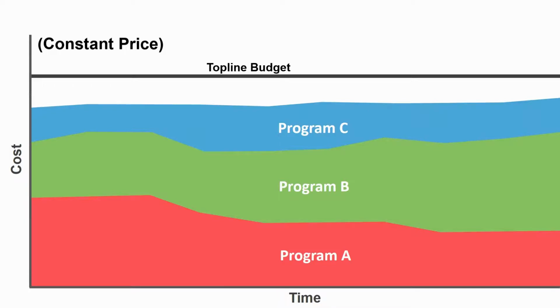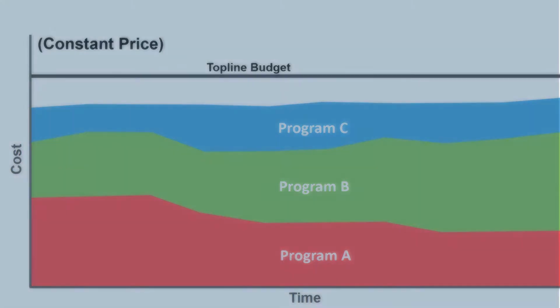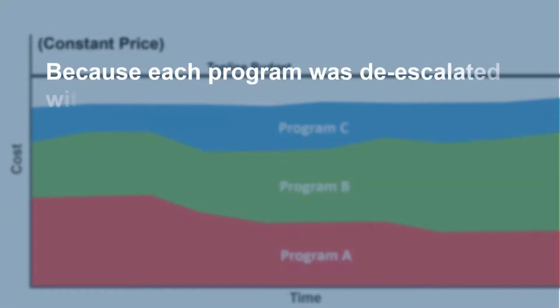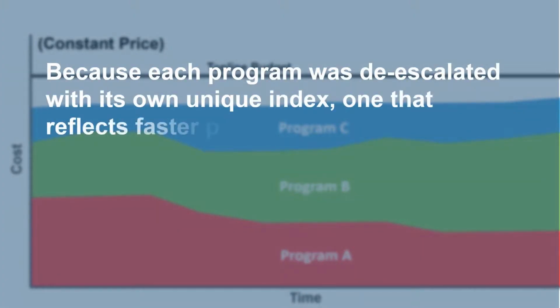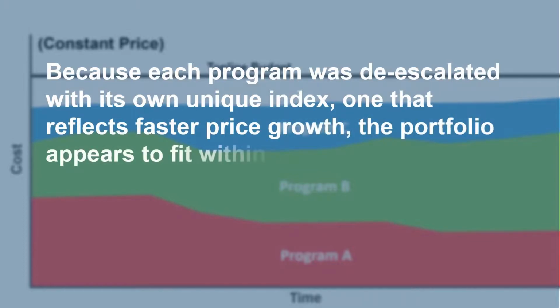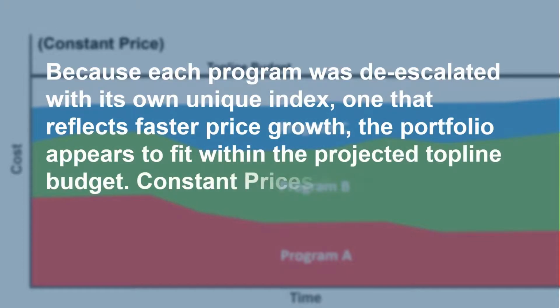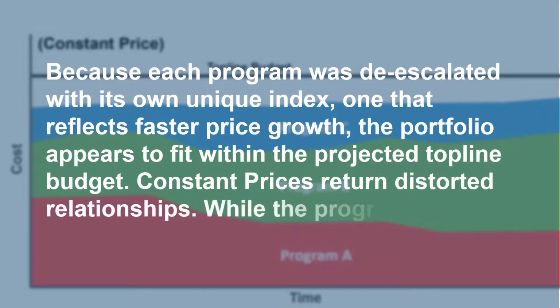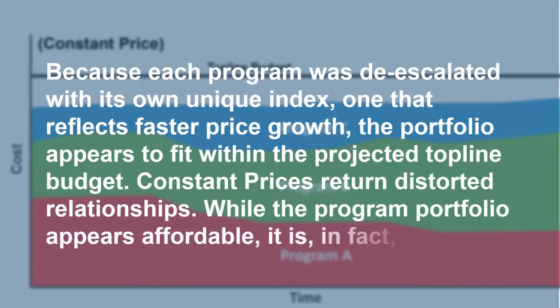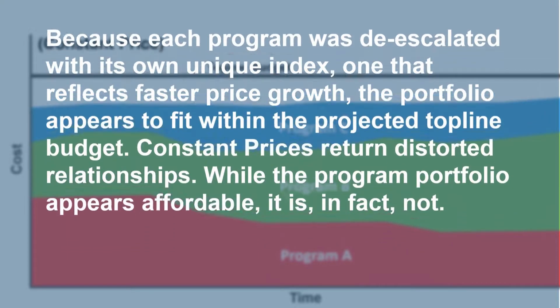When we add Program C to the portfolio in constant prices, removing an assumed escalation rate of, say, 7% per year, we now reach the wrong conclusion. The portfolio of programs appears affordable under the top-line budget when it is not in reality. Because each program was de-escalated with its own unique index, one that reflects faster price growth, the portfolio appears to fit with the projected top-line budget. Constant prices can return distorted relationships. While the program portfolio appears affordable, it is in fact not.